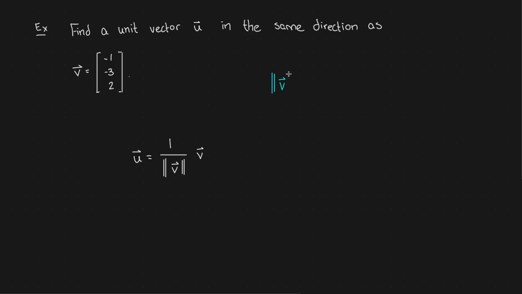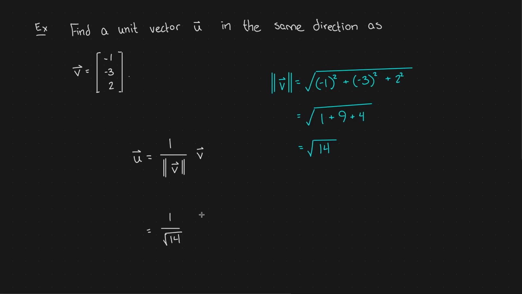So the norm of v, the magnitude of v, that's just the square root of the first component squared plus the second component squared plus the third component squared. So that's the square root of 1 plus 9 plus 4. So I get the square root of 14. And so if I plug that in, then I want 1 divided by the square root of 14 times vector v, which is -1, -3, 2.